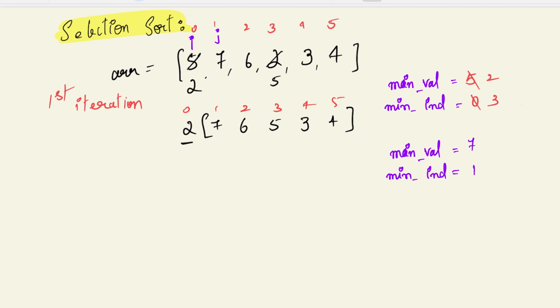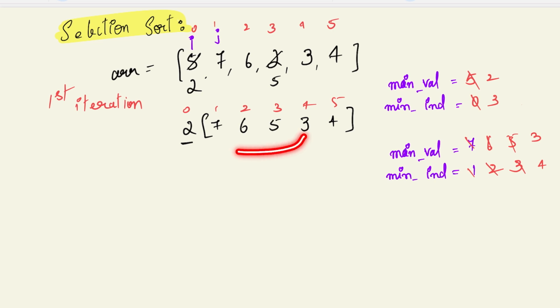Now we will compare the min value with the adjacent element. We find 6 is smaller, so update the min value as 6 and min index as 2. We will again check 6 and 5. We find 5 is smaller, so we update the 6 with 5 and min index as 3. And we again check 5 with 3. We find 3 is smaller, therefore we update this 5 as 3 and index as 4. We check 3 and 4. We find 3 is smaller, so no need to update the min value.